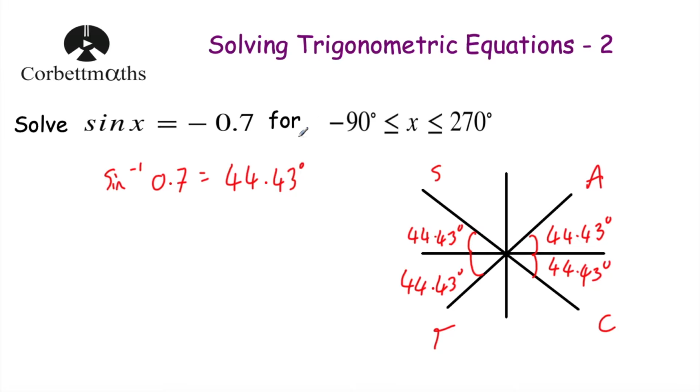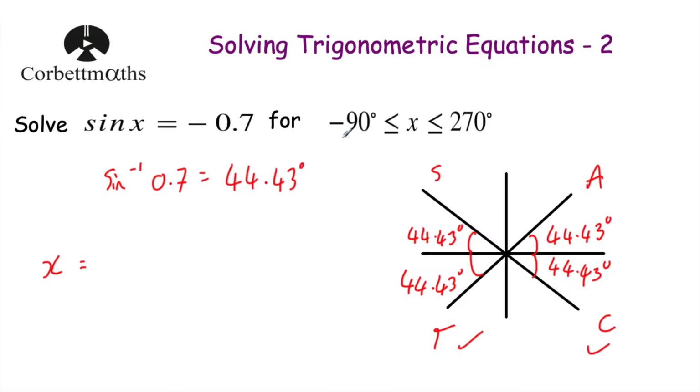Now let's figure out which quadrants we're interested in. Now here we've got the sign is negative. We've got negative 0.7. So which quadrants is the sign negative in? Well, that would be the C and the T. These two quadrants, the sign is negative in. Only the cosine is positive here, and only the tangent is positive here. So that means we're interested in this one and this one here. Okay, so now let's find our solution.